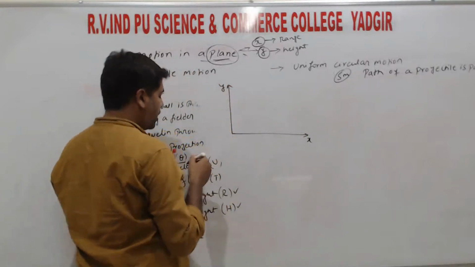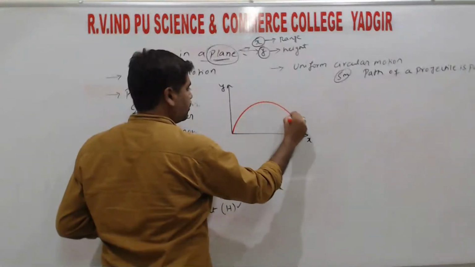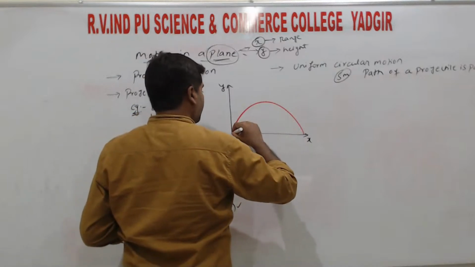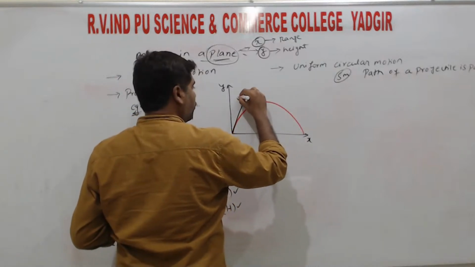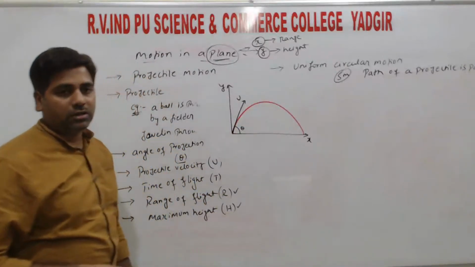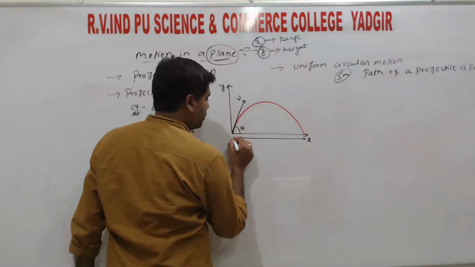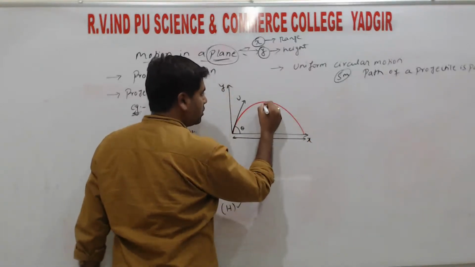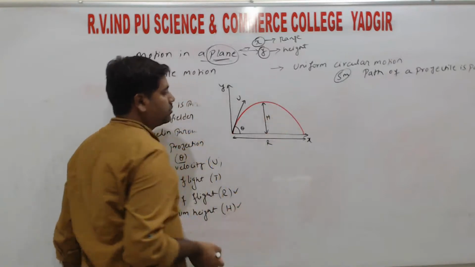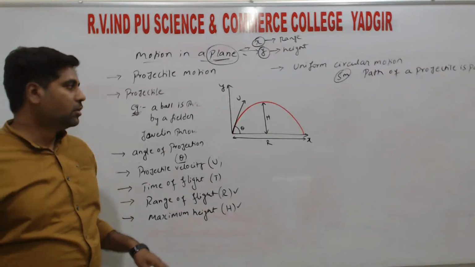X and y axis, this is the path traced by the projectile. So projectile is moving with a velocity u, making an angle theta with the horizontal, right? So this gives the maximum range, that is R, and here it is the maximum height h. So it is the labeling of the diagram, right?